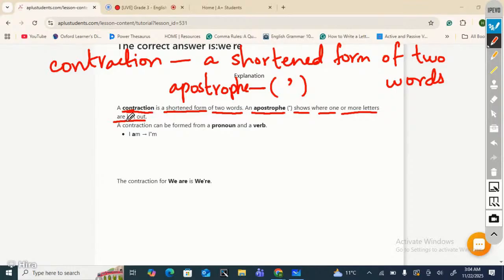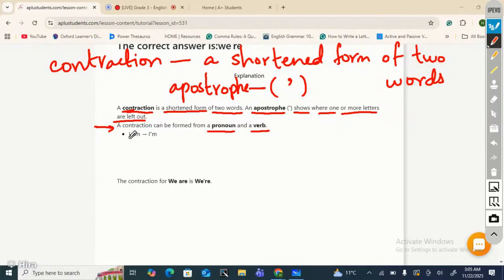Now, if you remember the lesson name, pronoun verb contraction, it means a contraction can be formed from a pronoun and a verb. If the sentence begins with a pronoun and a verb, you can use a shortened form of these two words. Means you can use a contraction. In place of two words, you can use a shortened form of these two words.